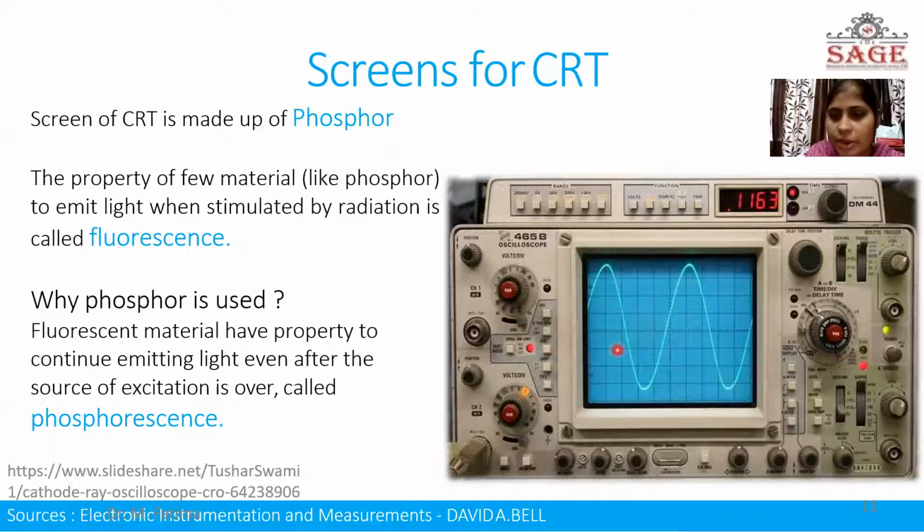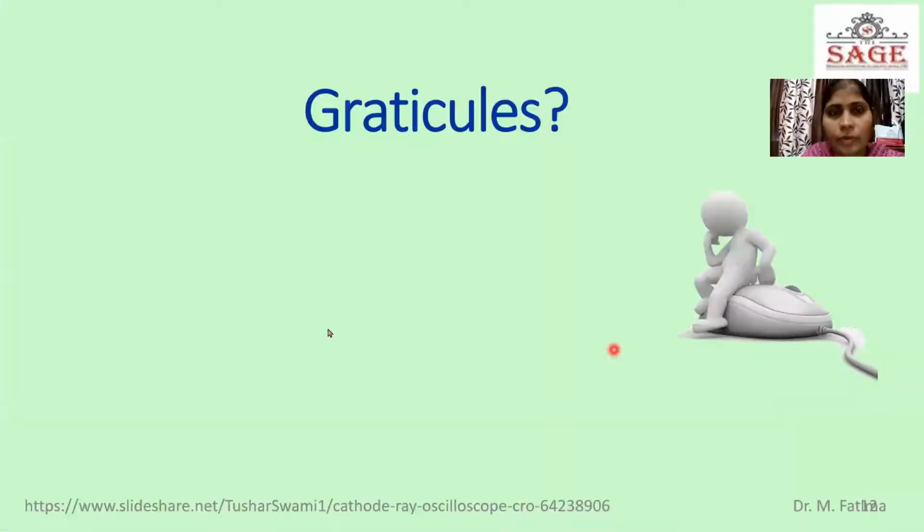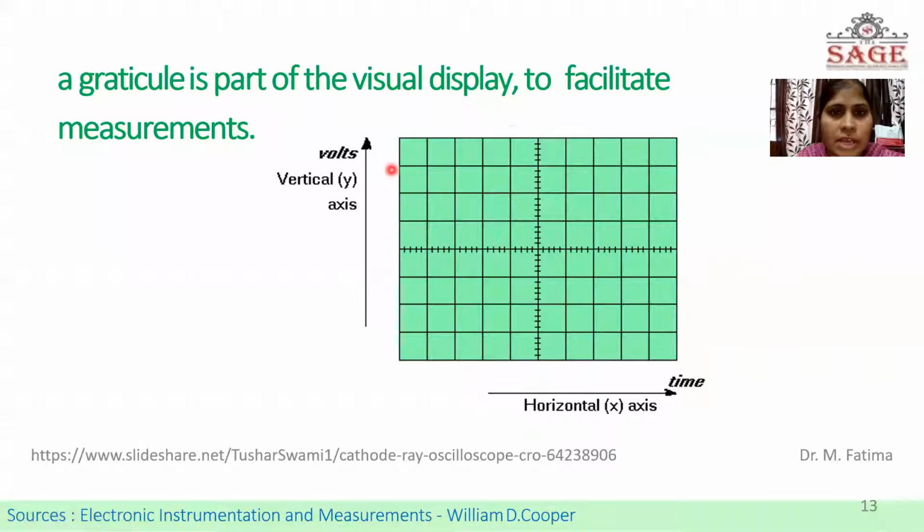some seconds, some microseconds. Now the graticules. What do you mean by graticules? The graticule is the division of the screen into parts. The screen is divided into a scale so that easy measurement can be possible. The graticule is a part of the visual display to facilitate the measurements. So with the help of these graticules, the measurement can be done easily.